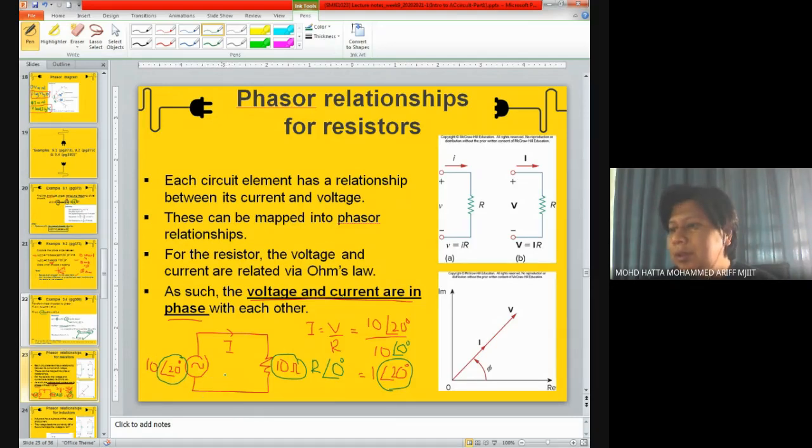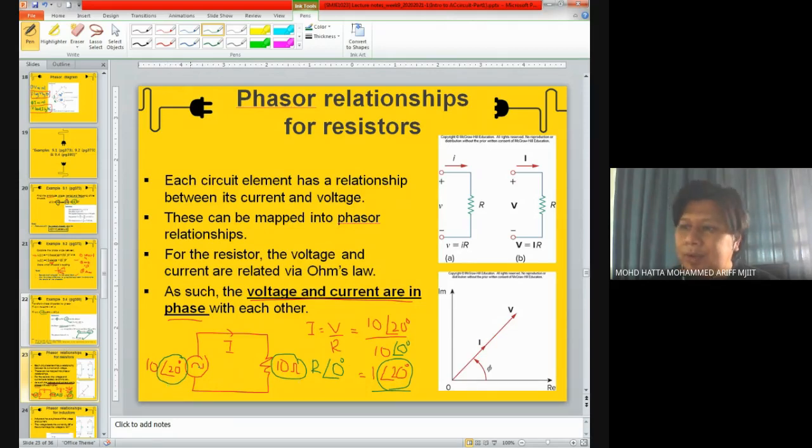So in other words, if you have only a resistor in your circuit, not other elements, the magnitude of the current will depend on the value of the resistor. However, the angle should be in phase with the voltage angle.